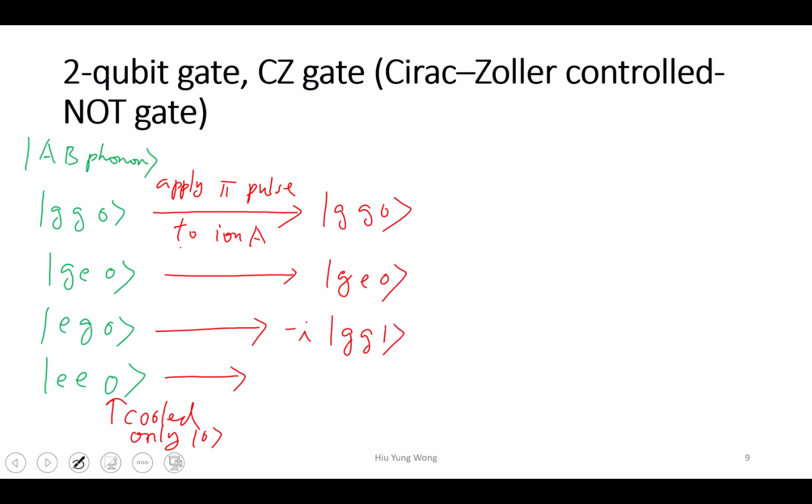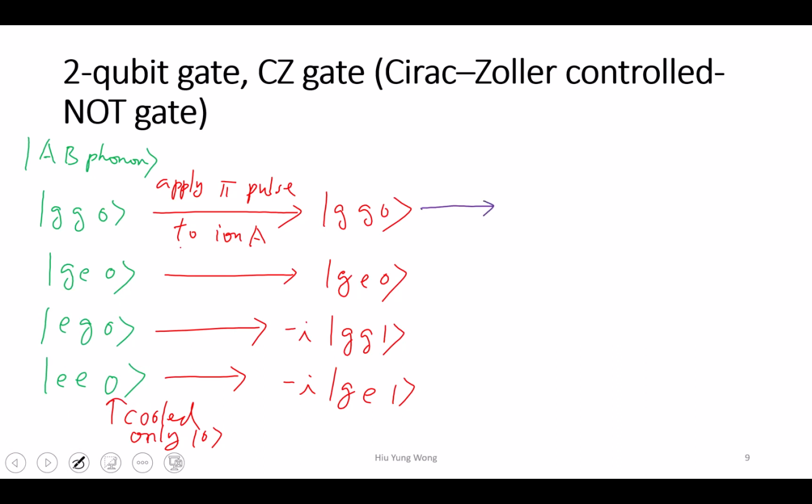Okay? And then the next one, what will happen? Negative i, G, E, 1. Very good, right? The second qubit, the target qubit, is not changed. We only changed the first qubit just because we applied the pulse to it. Okay, so this is the first pulse. Now let's go to the second pulse.